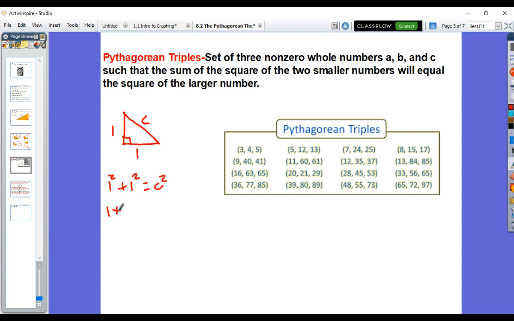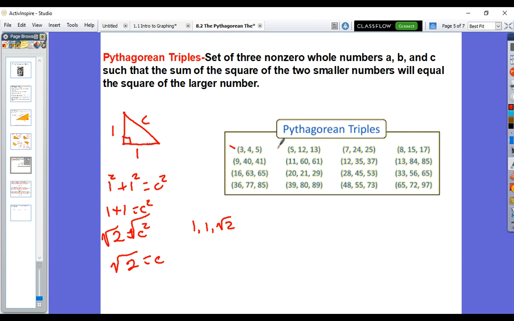So you get 1 plus 1 equals c squared. Add them up, you get 2. 2 equals c squared. You square root that. You cannot take the square root of 2 evenly, so it stays as radical 2 equals c. So that means this Pythagorean set is 1, 1, radical 2. This is not a perfect Pythagorean triple. If you look at all these, there's not a single radical.